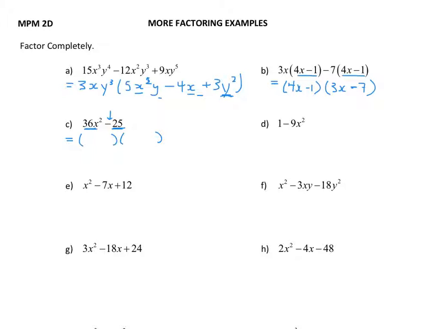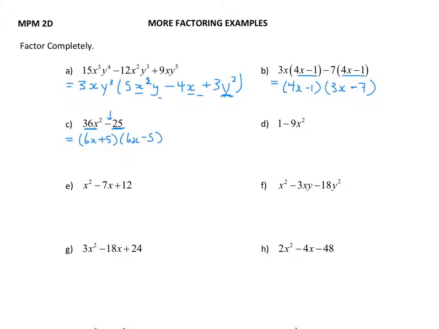So 36x squared, square root of that, we get 6x, that goes at the beginnings. We square root the 25, we get 5, that goes at the ends. You make 1 a plus, and you make 1 a minus. And there's nothing more we can do with that.